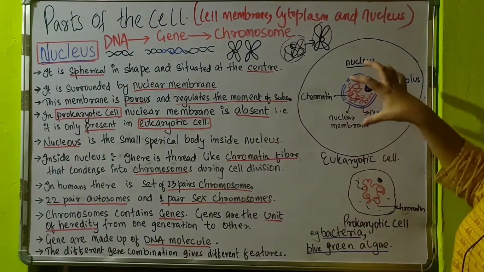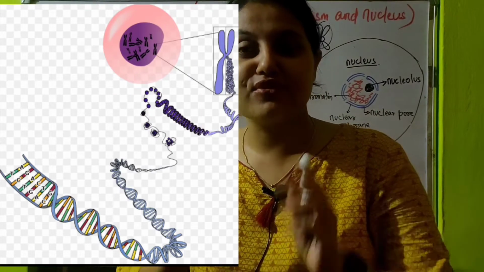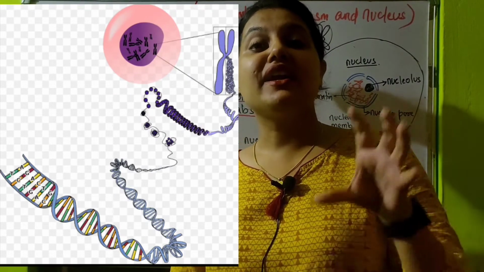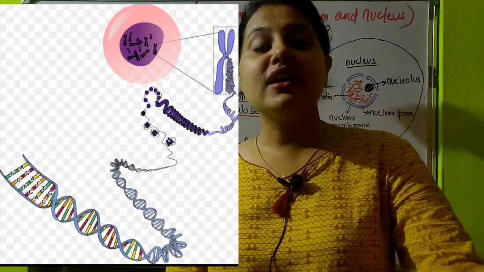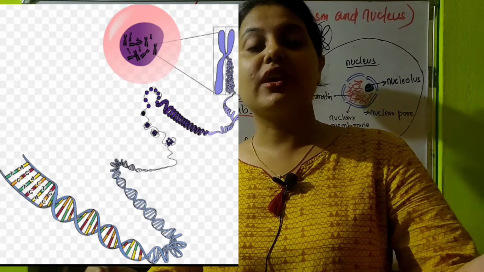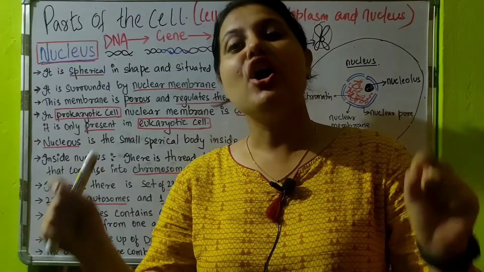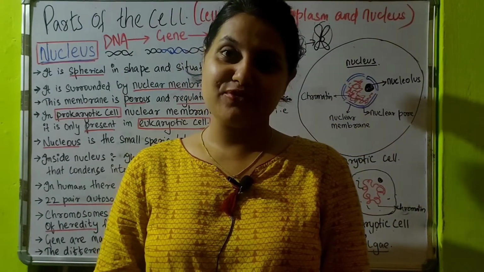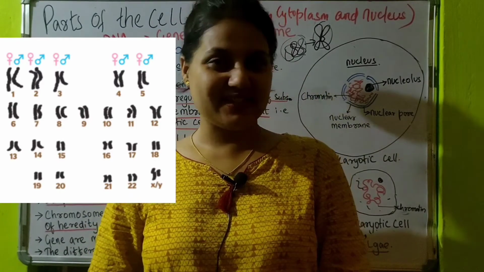We see here the chromatin fiber. They condense to form chromosomes. You have studied about the chromosomes, right? Chromosomes are the condensed form of these chromatin fibers. During the cell division process, the chromatin thread condenses itself to form a chromosome, and we have 23 pairs of chromosomes, that is 22 are autosomes and 1 is a sex chromosome.